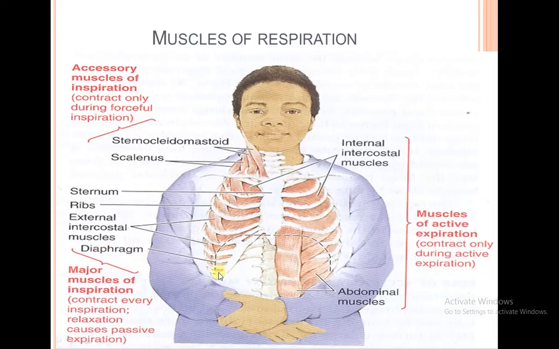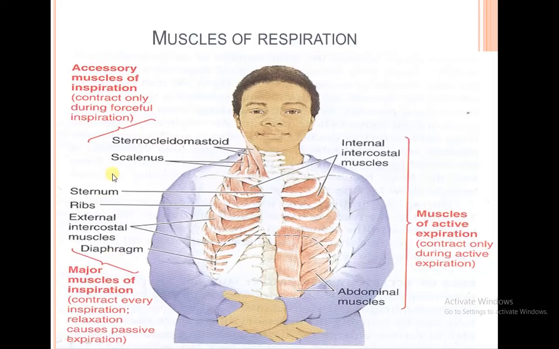Here I have again shown you the diagram of the diaphragm. It's a dome shaped muscle present as a partition between the thoracic and the abdominal cavity. So the diaphragm is the main muscle of inspiration. Along with the diaphragm there is the external intercostal muscle. Here you can see the muscles which are attached to the rib cage running downward. These are external intercostals. So external intercostals and diaphragm are the major muscles of inspiration, which are involved during quiet inspiration.